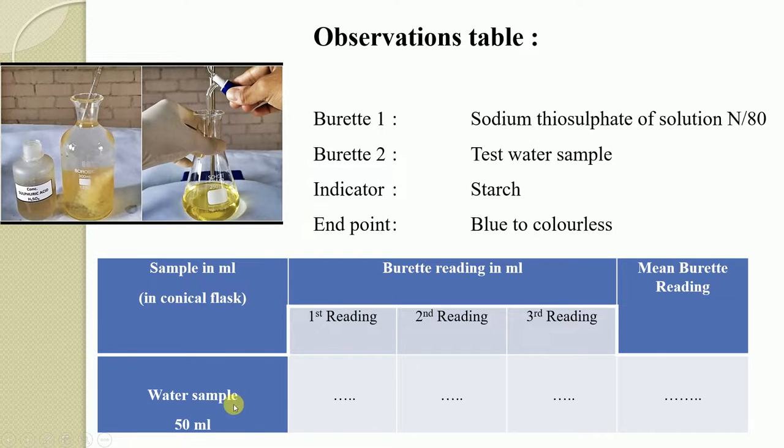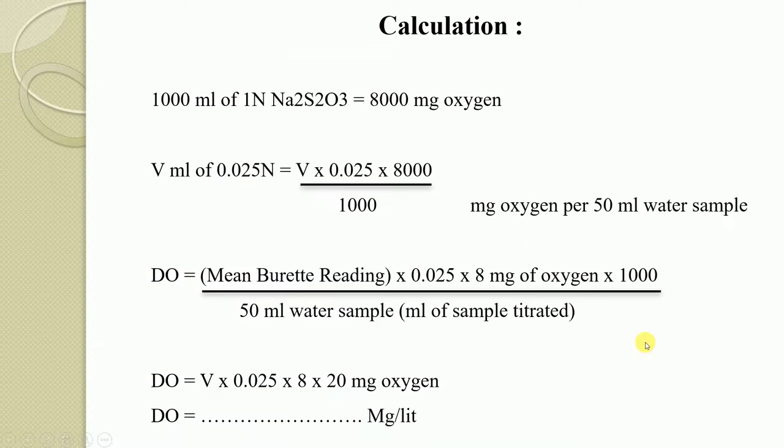You have to take 50 ml of the water sample into the conical flask from that BOD bottle which we have already processed, and titrate the solution against the sodium thiosulfate. You have to take at least 3 readings, and after taking the 3 readings you have to calculate the mean burette reading for the calculation. So the calculation is very simple.